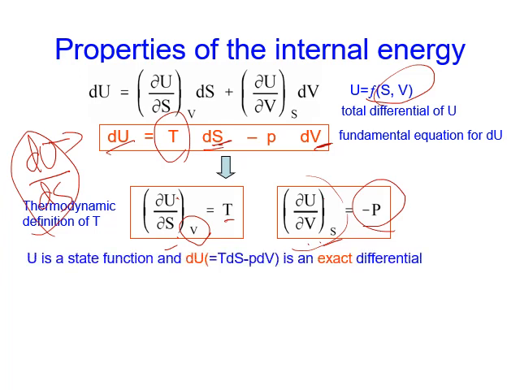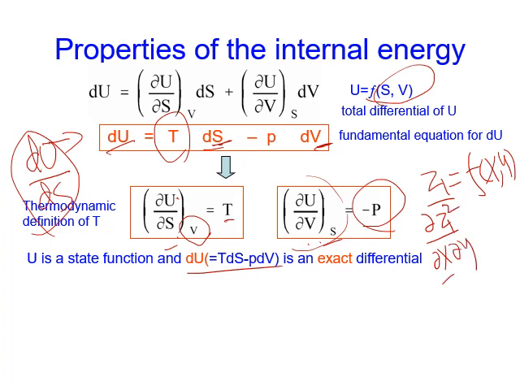Internal energy is a state function. The differential of a state function is called an exact differential in calculus. If z is a function of two variables x and y, and z is a state function, then the second derivative of z with respect to x and then y, should equal the second derivative with respect to y first and then x. So the two second derivatives are the same.